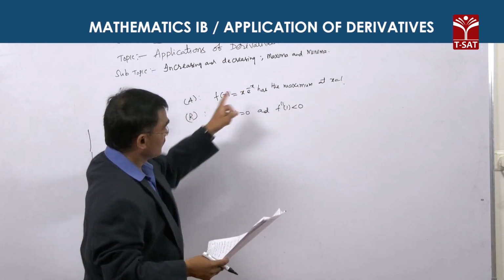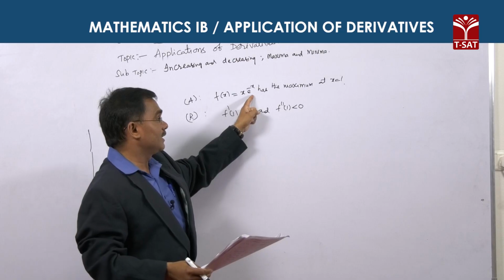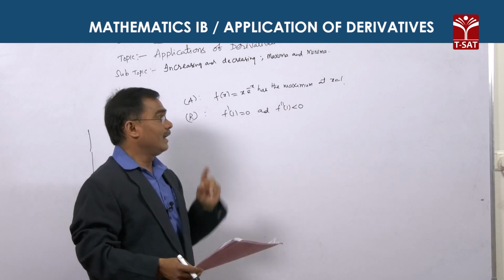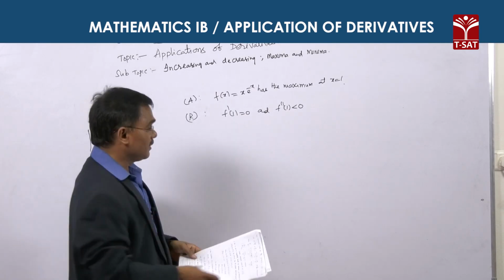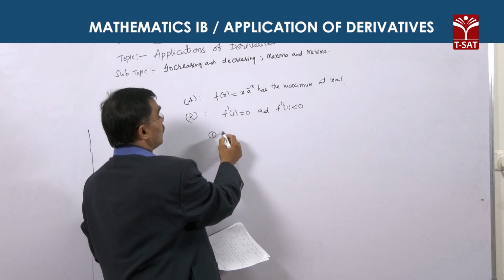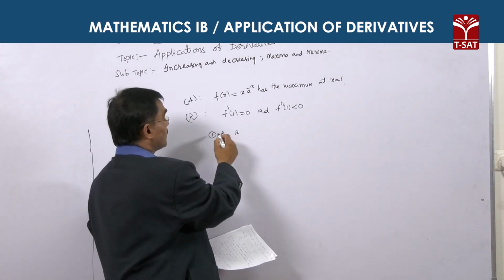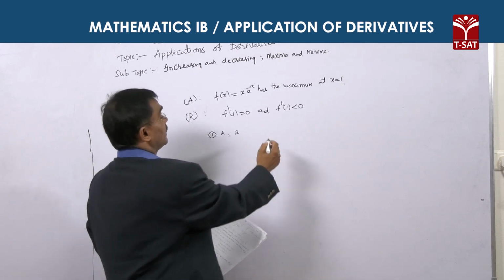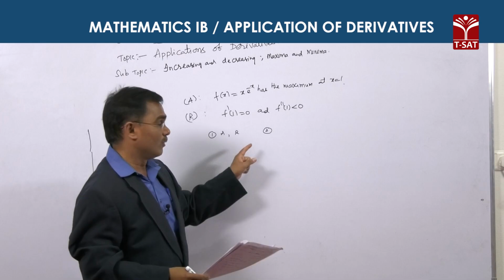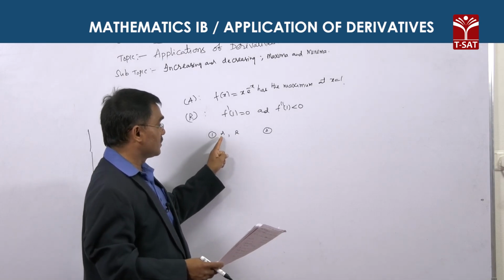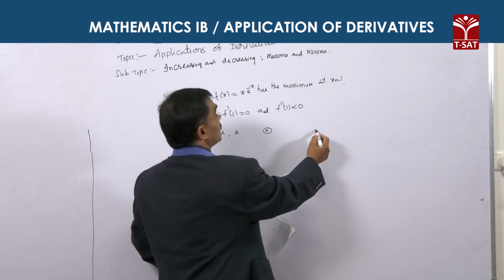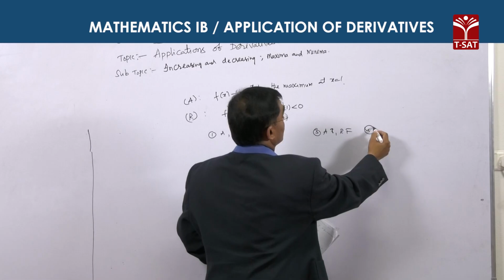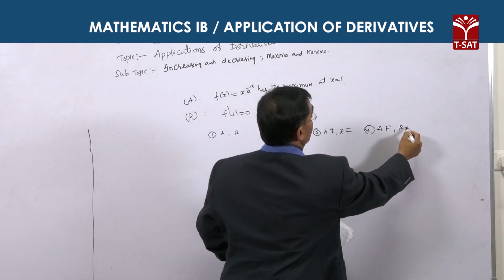So the A statement is f of x equal to x e power minus x has the maximum value at x equal to 1. Alright, the reason is f dash 1 is 0 and f double dash 1 is negative. The corresponding answers: A is true and R is also true, and R is the correct reason for A. Second answer is A is true, R is true, but R is not the correct reason for A. Third answer is A is true, R is false. Fourth answer is A is false and R is true.